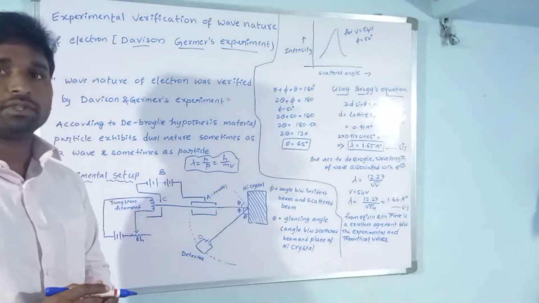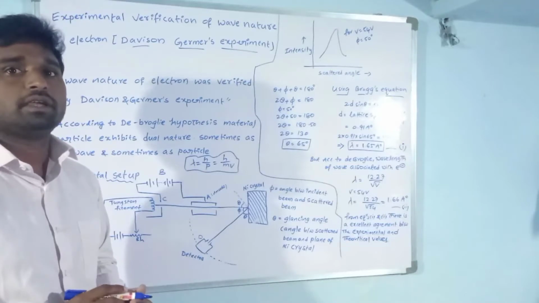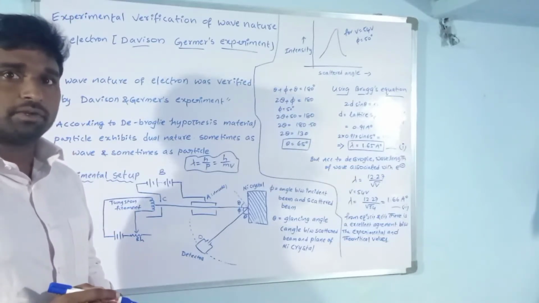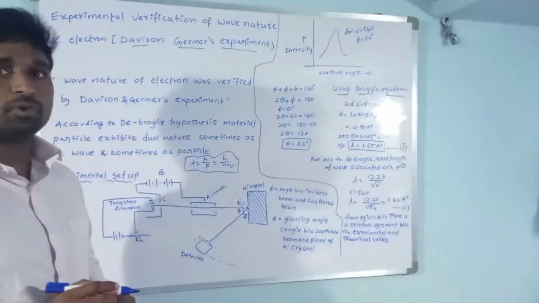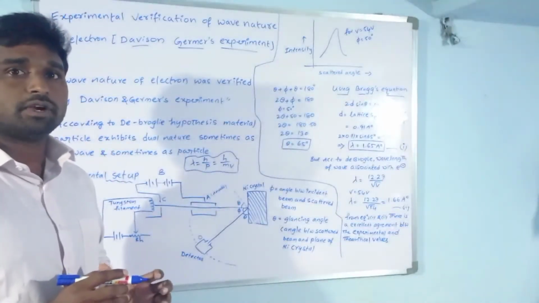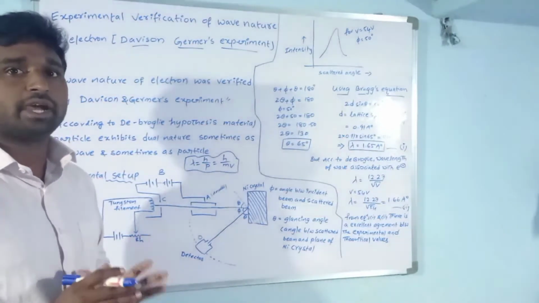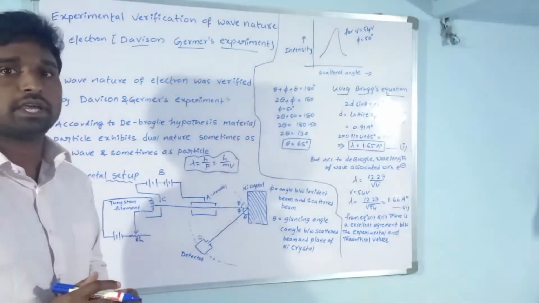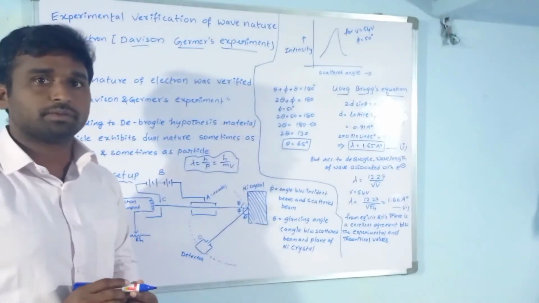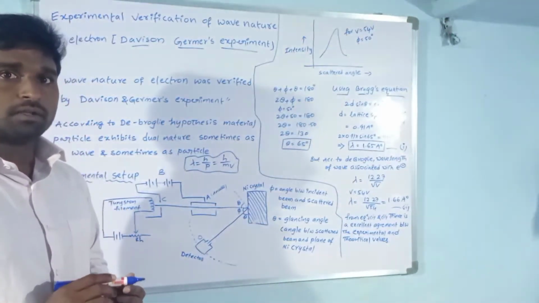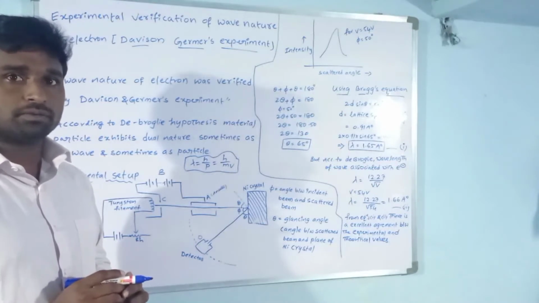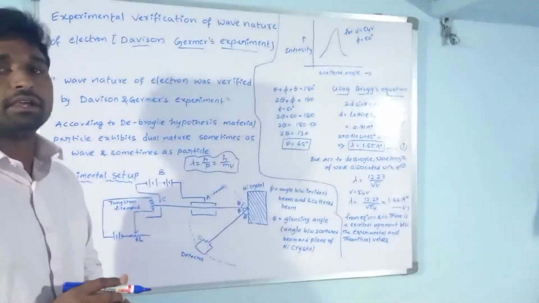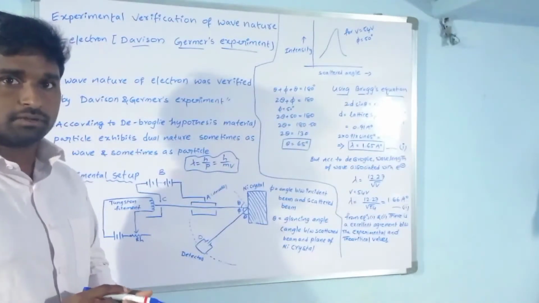So what is a matter wave? The wave which is associated with moving particles is called matter wave. Here, when the electron is moving, it is surrounded by some wave, and that is the matter wave. Matter sometimes behaves as a wave and sometimes as a particle. The wave nature of the matter wave is verified by Davisson-Germer's experiment.